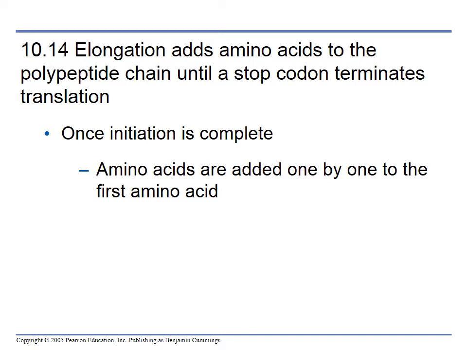Elongation just adds your amino acids to the polypeptide chain until you hit the stop codon, right? So we're just going to keep going one at a time. We'll hit a stop codon, and then it'll fall off, and you'll have your polypeptide chain.